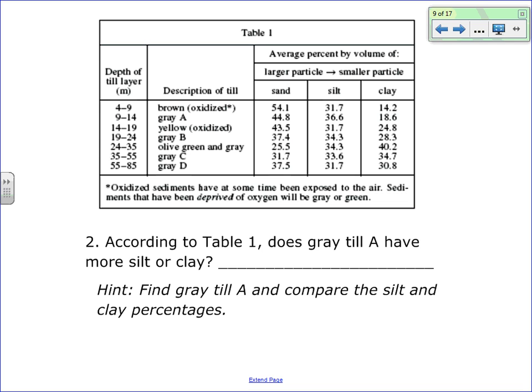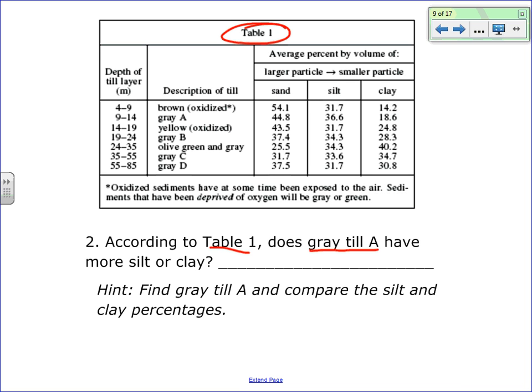All right. First off, which table are we looking at? Table or graph or figure? It says table 1 right here, which means we only have to care about table 1. And we are looking for gray till A. A good strategy that I would highly recommend is underlining in questions. It makes it easier when you go back to the question. You don't have to reread the whole sentence. You can just look for the thing that you're looking for.